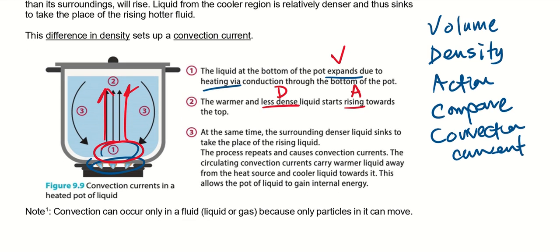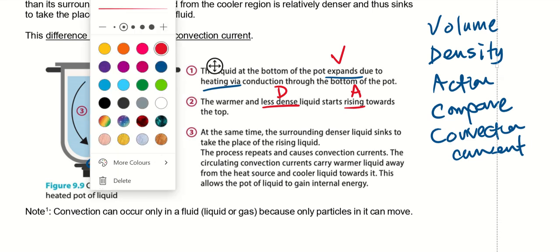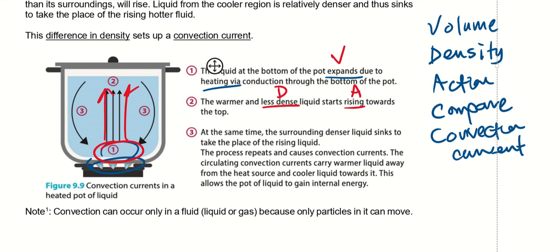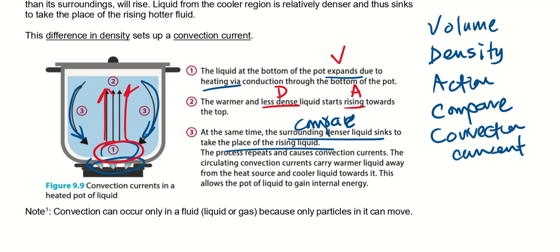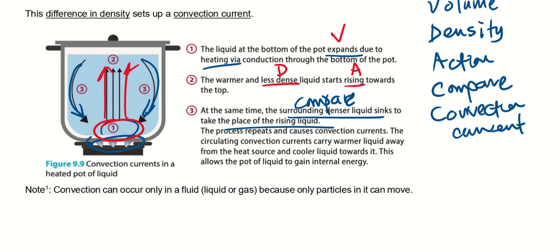Okay, then now we need to do our comparison. The surrounding cooler and denser liquid then sinks to take the place of the rising liquid. Okay, so they'll sink. So now I'm doing a comparison. This process repeats and causes convection current. So this is how we answer, right?